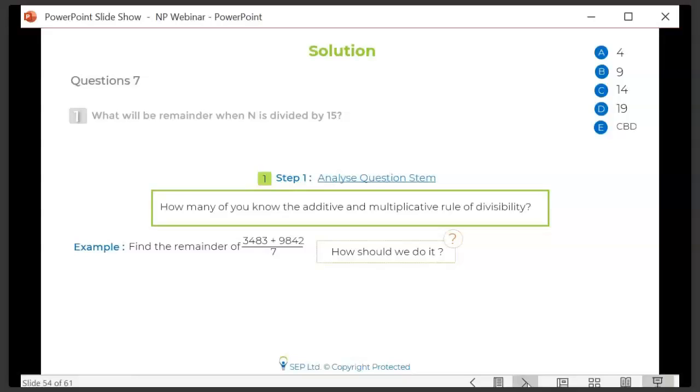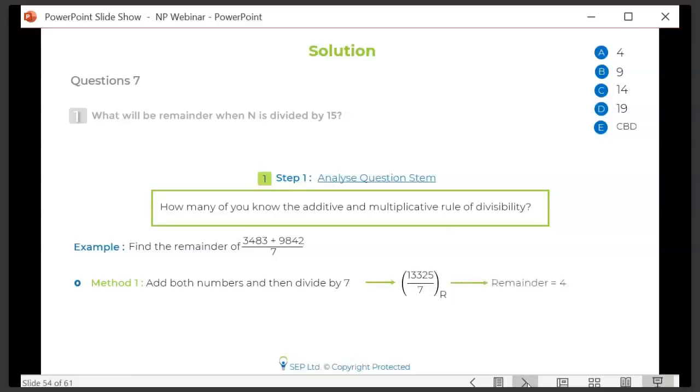Okay. So basically, there are two ways of doing it. One is you add them up and find the sum and divide by 7. If you do that, you'll get your remainder as 4. That's one way. The second way, someone here is saying split. Okay, that's fine. Maybe it's correct.